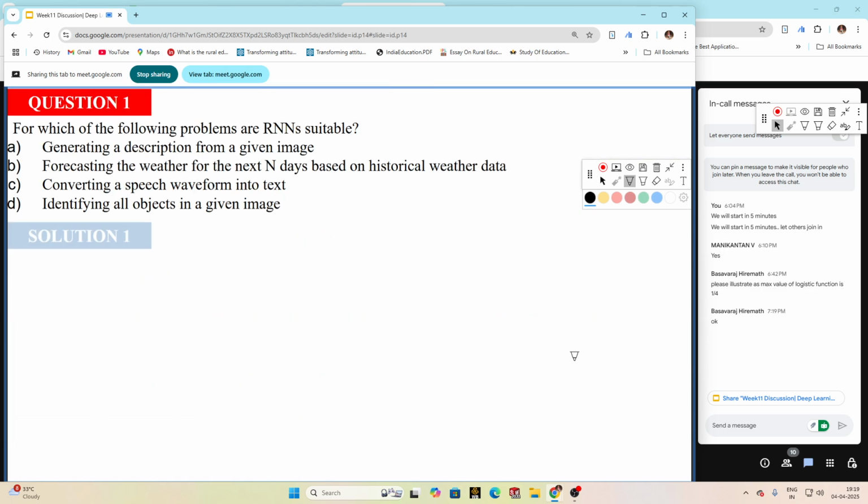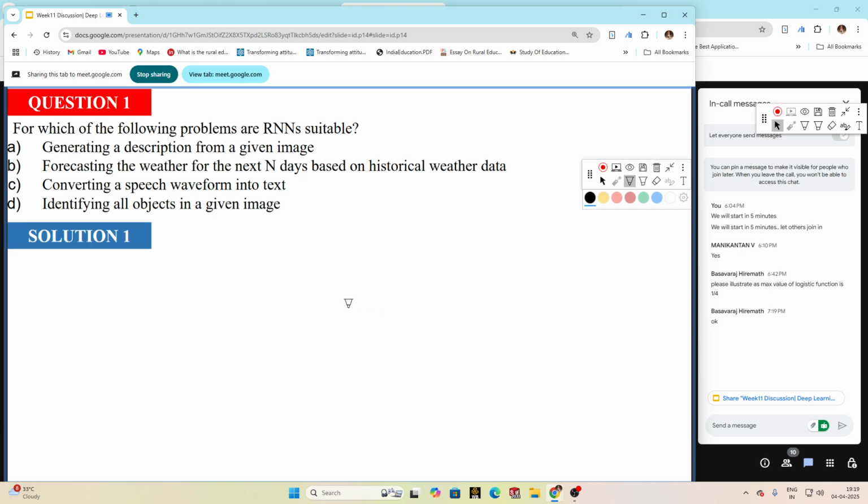So this is the next question: for which of the following problems are RNNs suitable? Again, I request everyone to look at the question, guess the solution, and then we will discuss. Option A: generating a description from a given image. Option B: forecasting the weather for the next n days based on historical weather data. Option C: converting a speech waveform into text. And option D: identifying all objects in a given image.